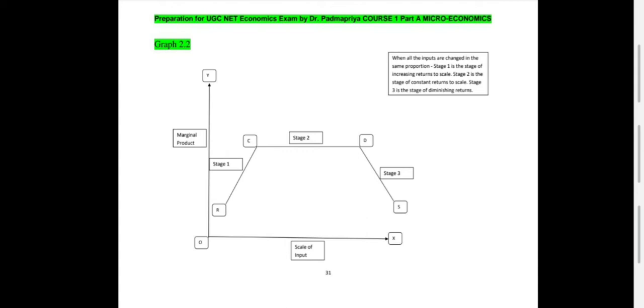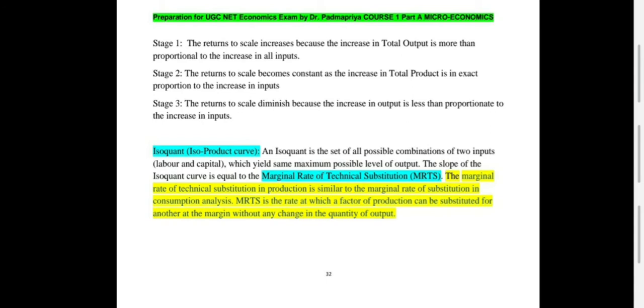Here marginal product is taken along the y-axis and scale of input is taken along the x-axis. So in stage 1, returns to scale increase because the increase in total output is more than proportionate to the increase in inputs. The rate of returns to scale becomes constant in stage 2, as the increase in total product is in exact proportion to the increase in inputs, and in stage 3 the returns to scale diminish because the increase in output is less than proportionate to the increase in inputs.